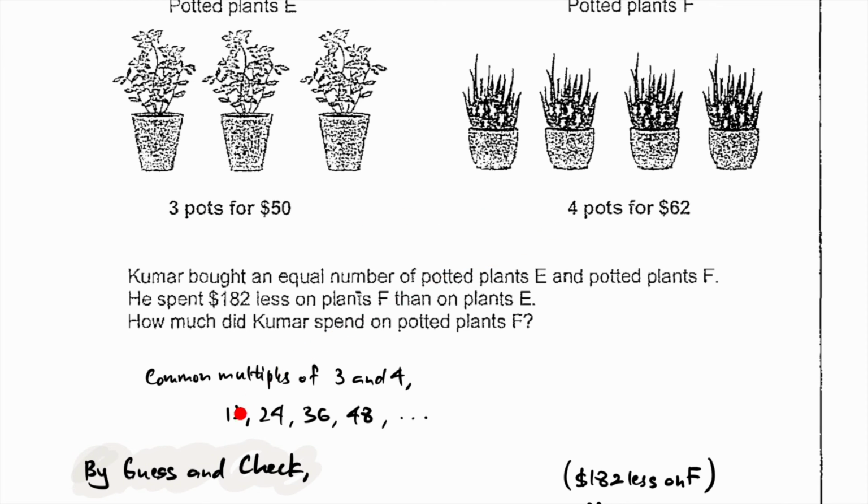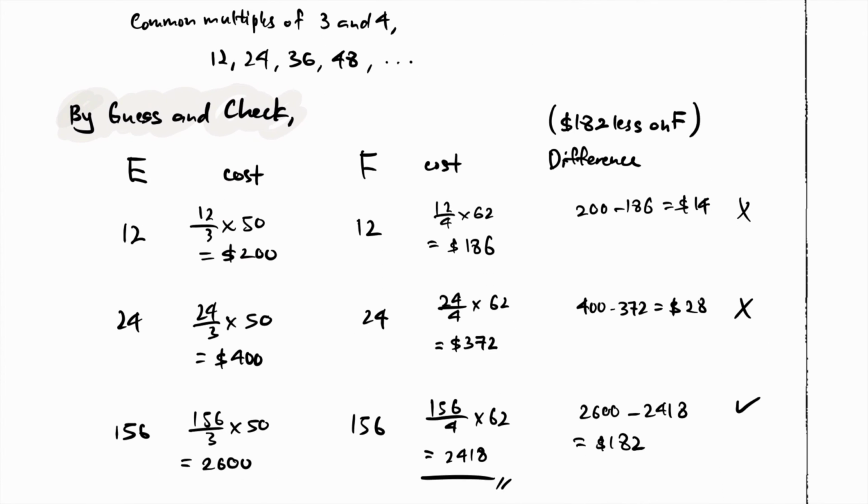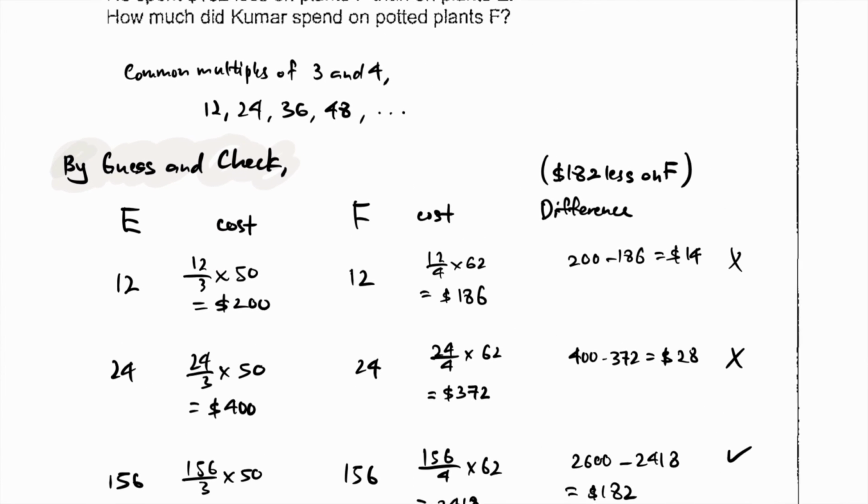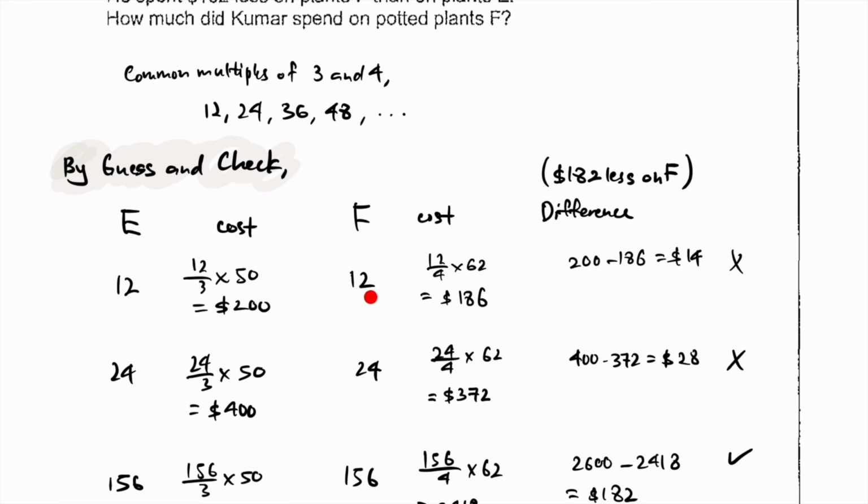For example, 12. That means what? 12 pots of this, 12 pots of this. Or 24, or 36, or 48. And we just need to know that he spent $182 less on F than on E. So, using guess and check, suppose we use 12. Let's say 12 pots of E, 12 pots of F. Same number, right? Because E is sold in groups of 3, that's 4 groups of $50, that's $200. F is sold in groups of 4, that's 3 groups of 62, that's 186.